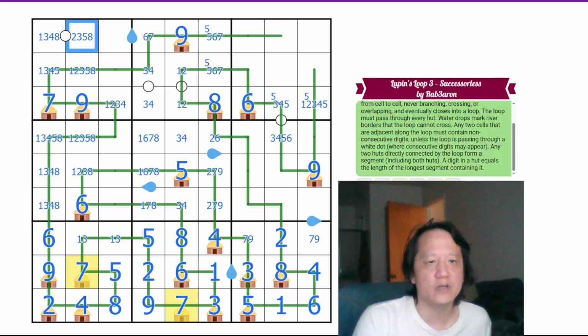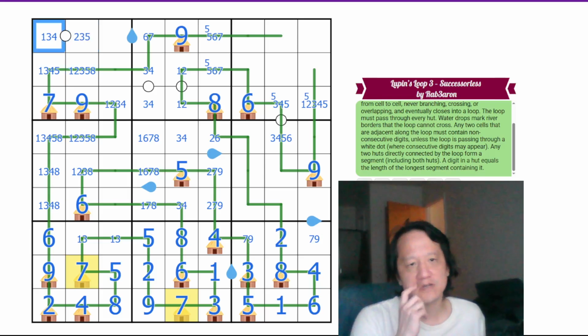8 cannot be either of these spots. 8 would be consecutive with 7 or 9, which can't be there. So none of those are 8.